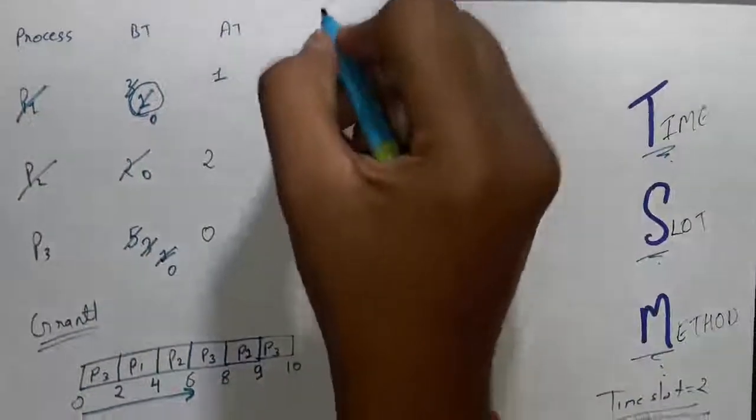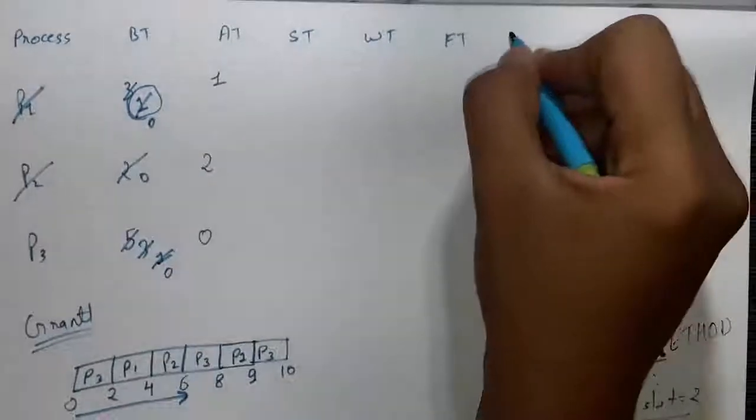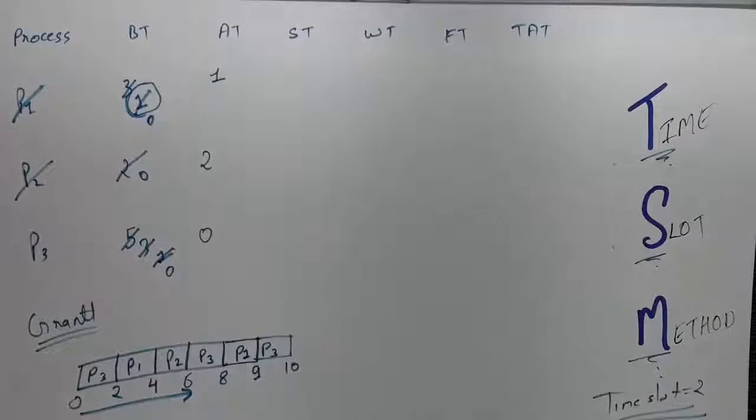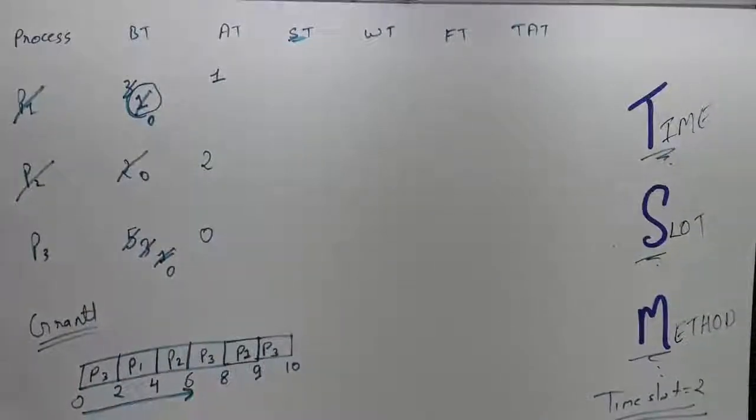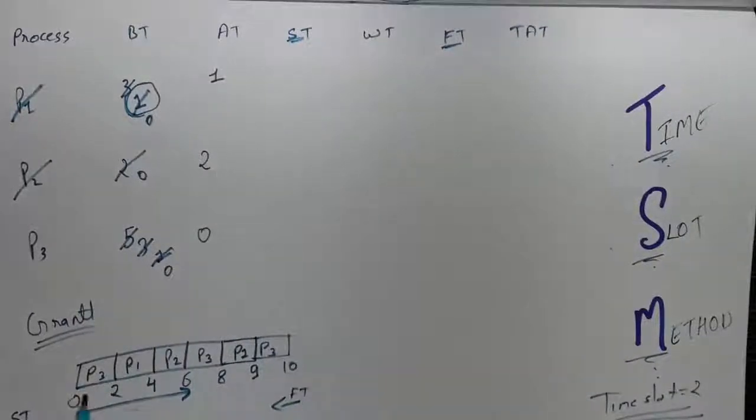Now we have to find the start time, waiting time, finish time and turnaround time. As I said in my earlier videos, if you have not checked out the previous videos, go check them out. You will get a better understanding of this. Always, for the start time, you have to look from the left side, and for the finish time, look from the right side. So first we will find the start time.